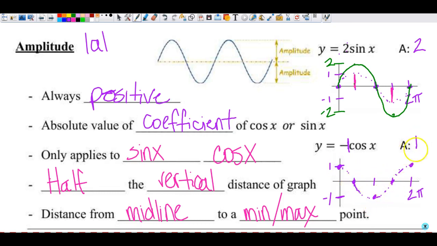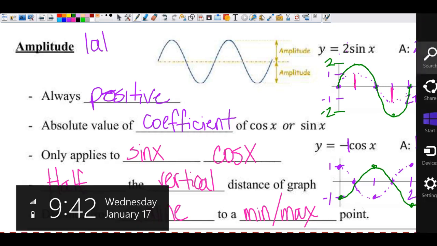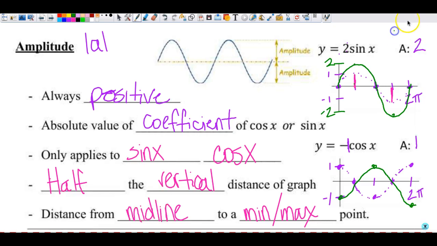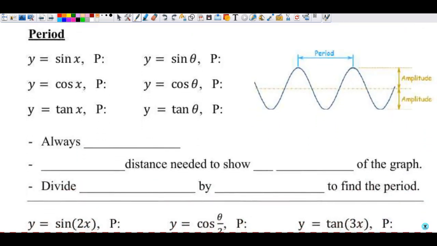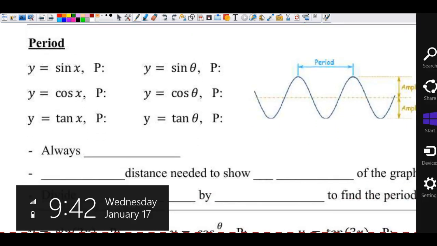Now, there's not actually a stretch or compression because the amplitude is 1. However, since this is negative, it is a reflection, so the actual graph of the function would look like this. But better, always better. Okay, so amplitude, you treat it like your vertical stretch or compression. So now we look at the period.